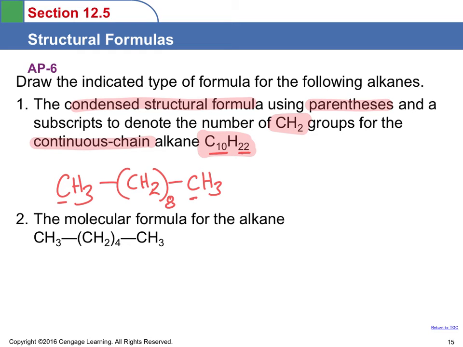Last one here is just the reverse. We want the molecular formula, so we need number of carbons and number of hydrogens. So we've got 1, 2, plus 4, so there's 6 carbons. We've got 3 plus 3 is 6, plus 8 in the middle is 14. And just as a double check, that is 2n plus 2, so we know that that is a good alkane.